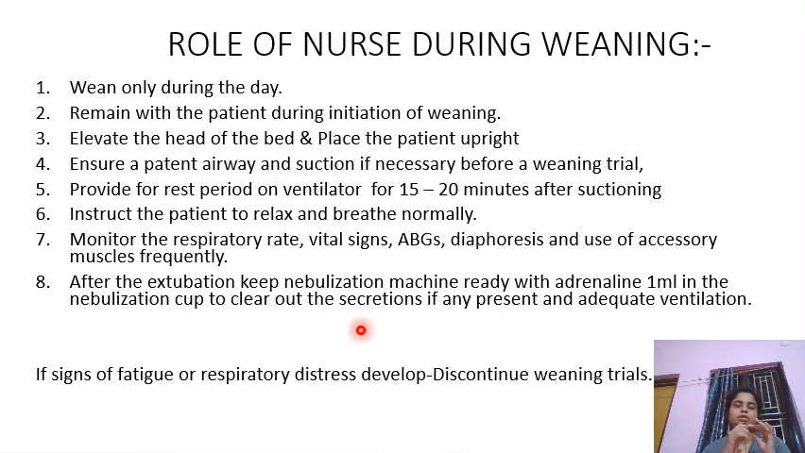When the weaning is successful, then you need to extubate the patient. At that time, you need to keep the suction ready. If before that you want to do the cuff leak test, you can also do that. The nebulization machine should be kept ready. Before extubation, suction inside the ET tube, then the oral suction should be done, and then extubate the patient and keep the patient on the nebulizing machine with either adrenaline or NS. Also provide adequate ventilation, and the patient should be kept upright.